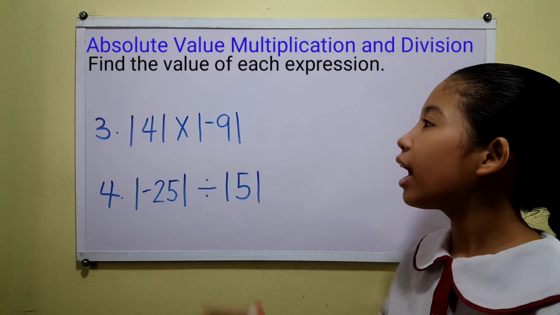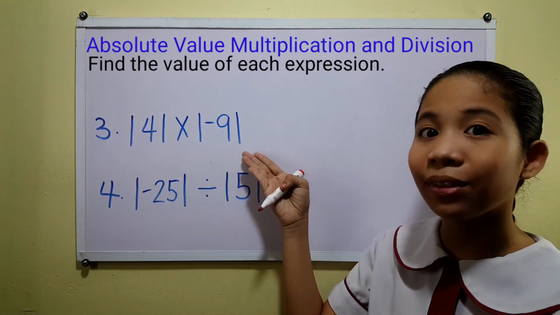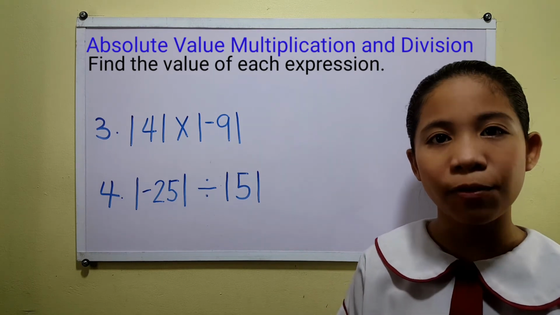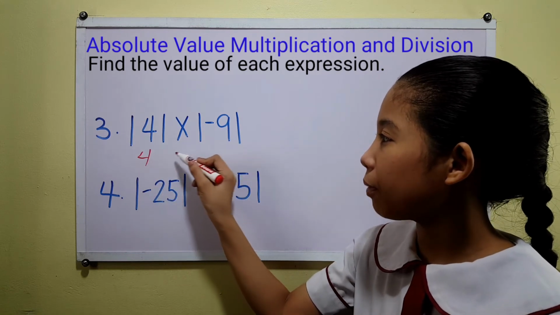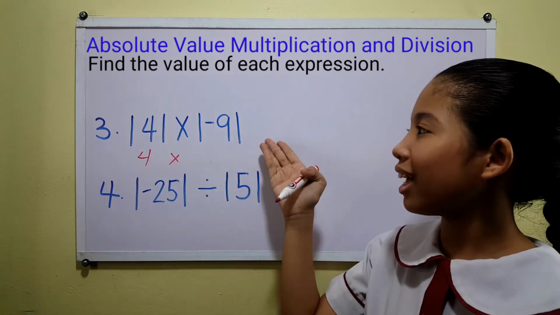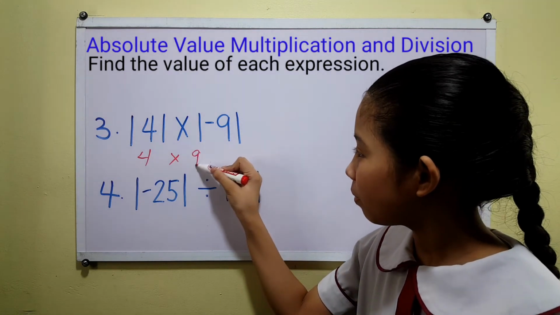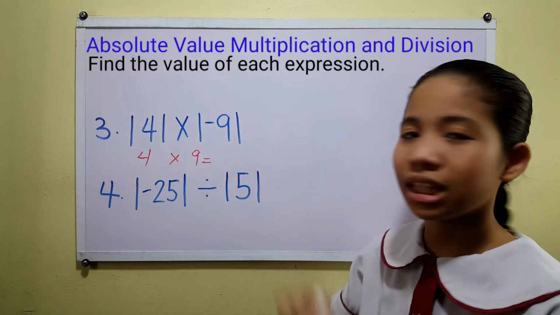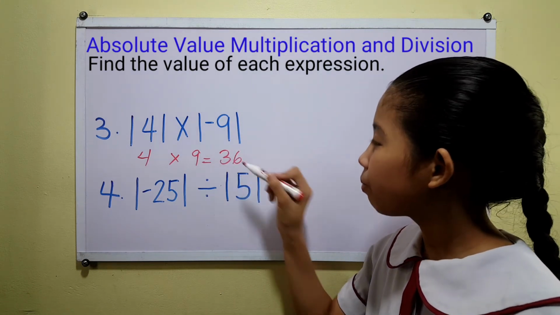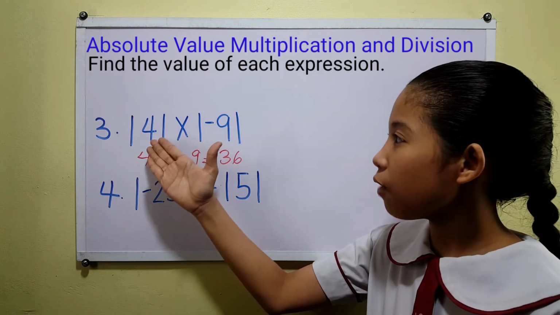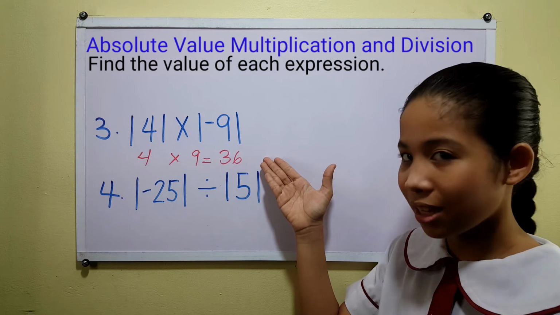Next, we have absolute value of 4 times absolute value of negative 9. So the absolute value of 4 is 4. Copy the operation. And the absolute value of negative 9 is 9. And 4 times 9 is equal to 36. So the absolute value of 4 times the absolute value of negative 9 is equal to 36.